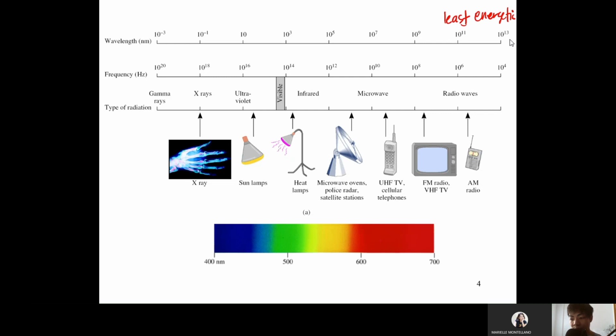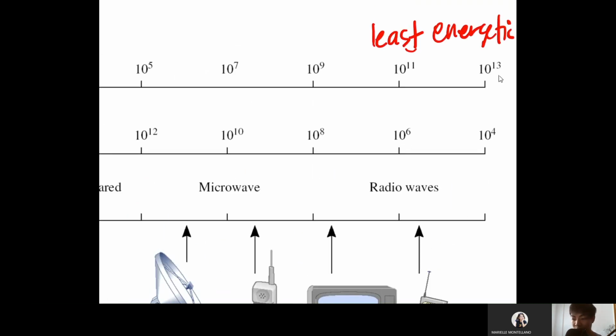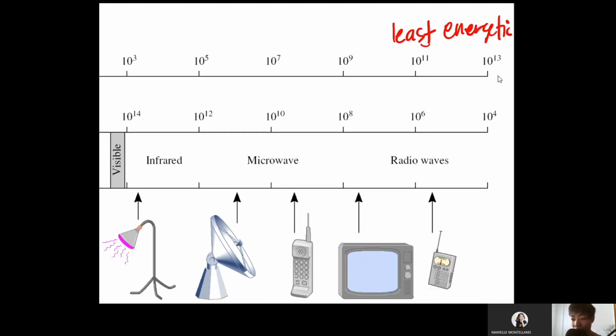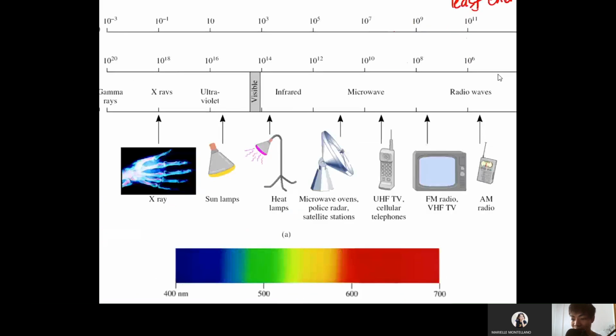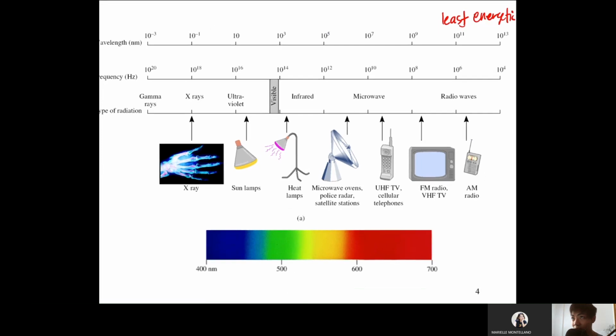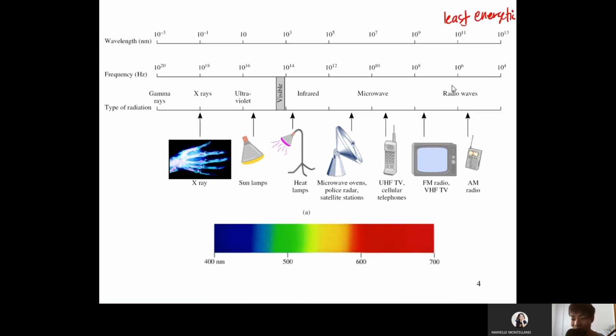So, tignan nyo yung wavelength. 10 to the 13th power. So, that means, ilang zero yun? 13 na zero. Higit pa sa trillions yung distance ng wavelength in nanometers na. Okay, so, on the right side, you have the least energetic waves, and on the left side, you have the most energetic waves. Okay, so, tignan yung characteristic nila.